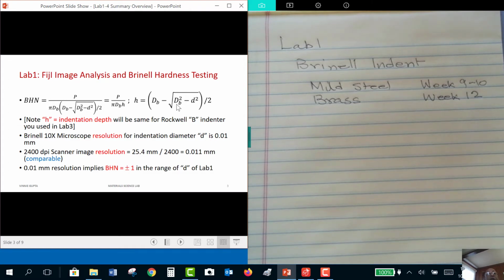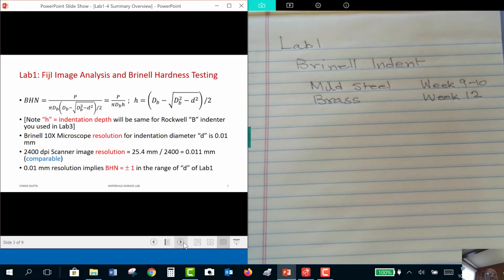You use this also for finding the depth of your Rockwell B indentation. Okay. So we could have used a Brinell 10x microscope, whose resolution is 0.01 millimeter or 10 microns or so. Instead, what we did was we took a 2400 dpi scanner image, which has a resolution of 11 microns, which is comparable. And 10 micron resolution implies that we could get Brinell hardness number within plus minus 1 in the range of the diameters of indentations we had in lab 1.